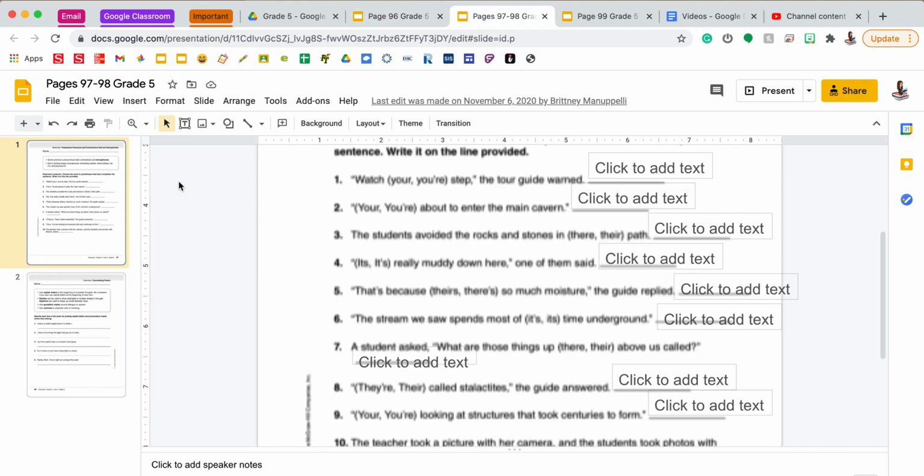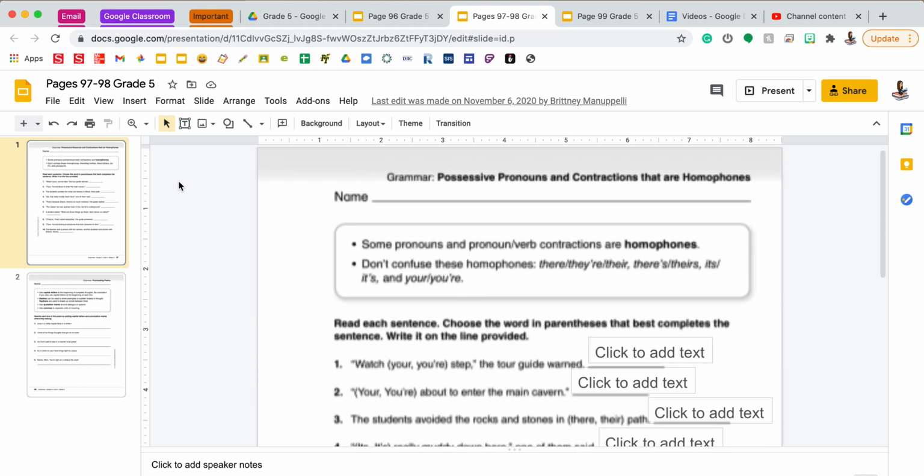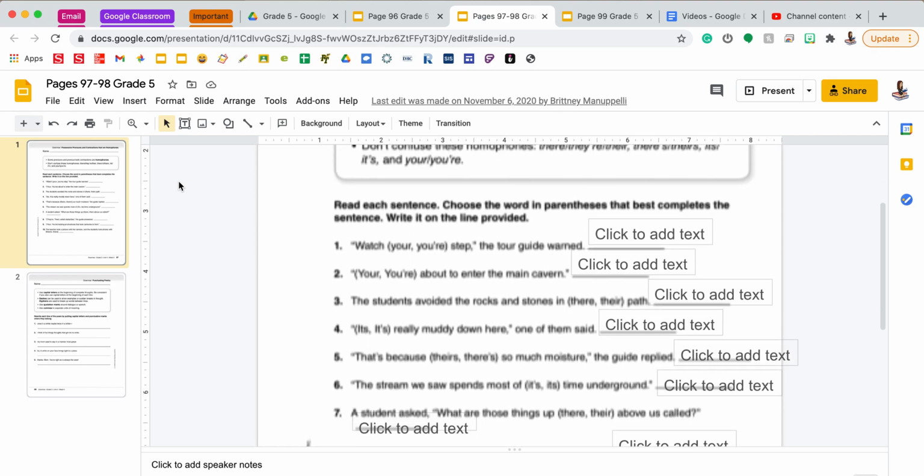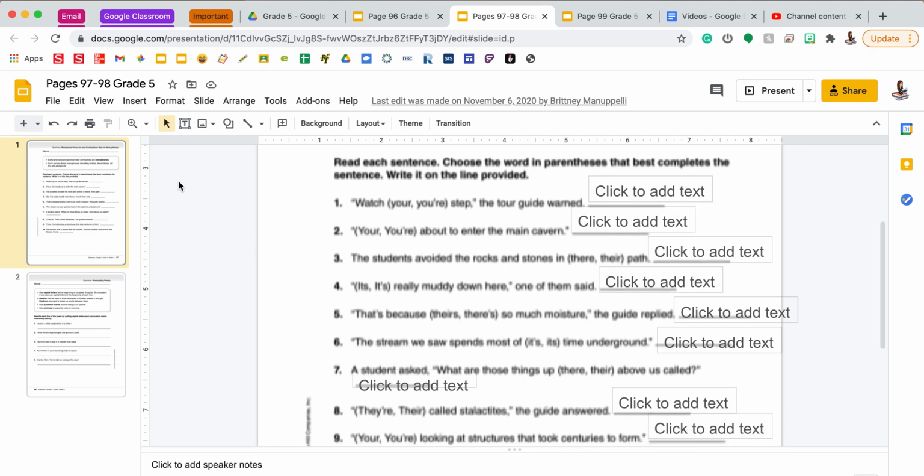Your next page is page 97. On this page, we're looking at possessive pronouns and contractions that are homophones. The box at the top states that some pronouns and pronoun-verb contractions are homophones, and to be careful to not confuse the homophones there, they're, and their, theirs and there's, its and it's, and your and you're. Let's look at 1 and 2 together. We're going to be choosing the word in parentheses that best completes the sentence and then write it on the line provided. Number 1 says, "Watch your step," the tour guide warned.